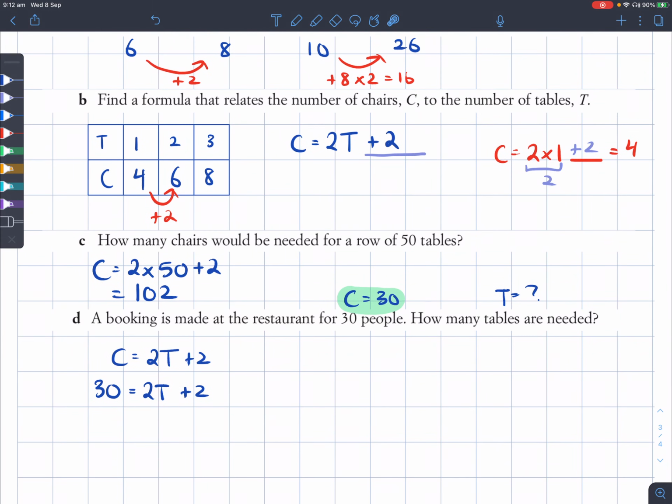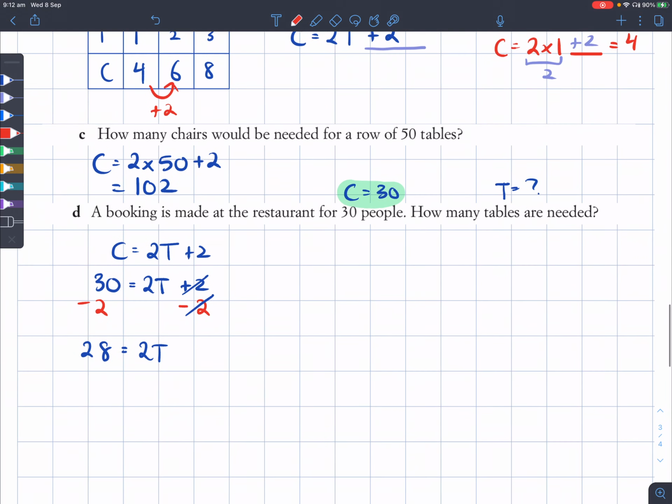So this becomes a 2-step equation that we've got to solve. We subtract 2 first, so that the term with the number multiplied by it is dealt with last. So 30 minus 2 is 28. Then we have 2T left because 2 minus 2 cancels. Then we can divide by 2 on both sides to undo that 2 times T. And then you can see that cancelling out. So therefore T would equal 28 divided by 2, which is 14. So we need 14 tables to accommodate 30 people.